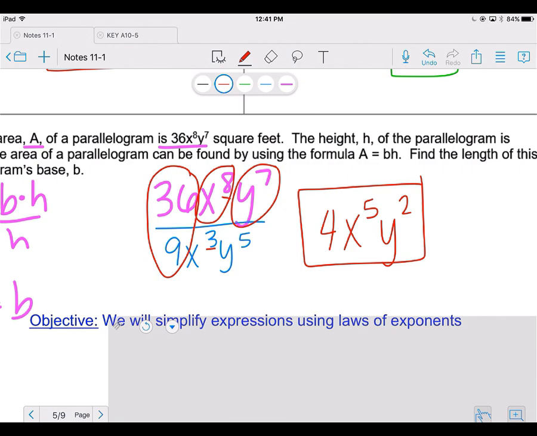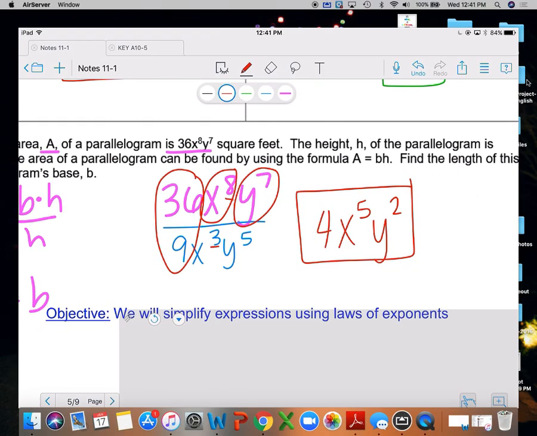So whatever you're doing, if you see a multiplication symbol, you're really going to add the little numbers. If you see a division symbol, you're really going to subtract the little numbers.